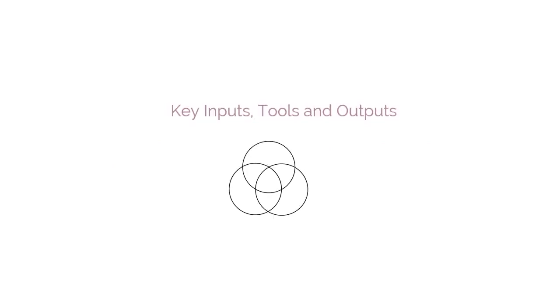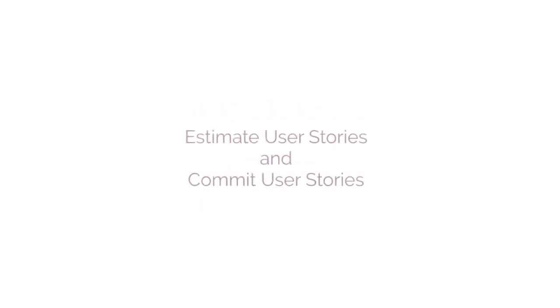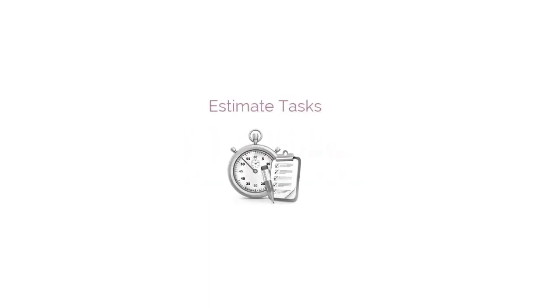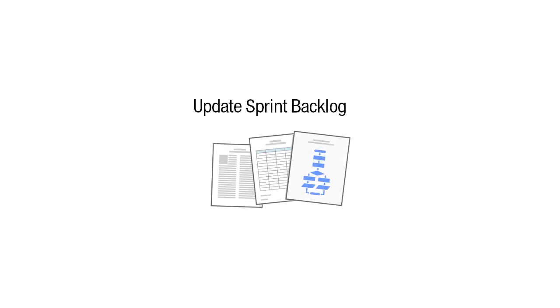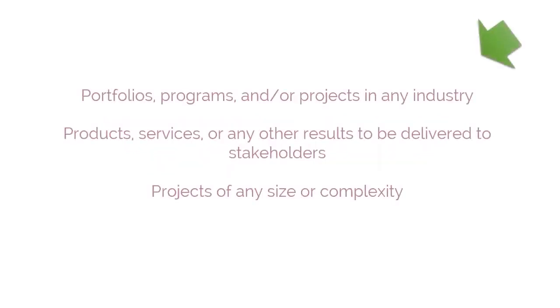The processes that are part of the plan and estimate phase are create user stories, estimate user stories, commit user stories, identify tasks, estimate tasks, and update sprint backlog. The plan and estimate phase, as defined in A Guide to the Scrum Body of Knowledge, or the SBOK Guide, is applicable to the following: portfolios, programs, and/or projects in any industry, products, services, or any other results to be delivered to stakeholders, and projects of any size or complexity.